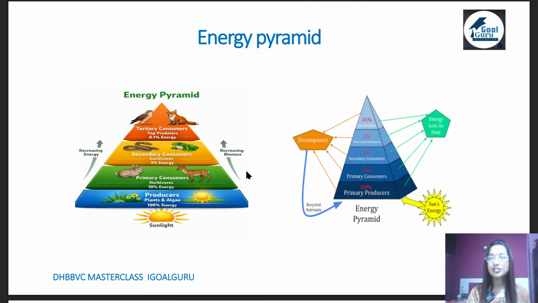Now, this was proposed by Raymond Lindeman, and if plants store around 10,000 units of energy, I tell you again, if plants store around 10,000 units of energy, the herbivorous animals receive only 1,000 units. Remember, the carnivores are going to receive only 100 units. And the top predators are going to receive only 10 units. That is why the ecosystem always has many producers but very few apex predators.